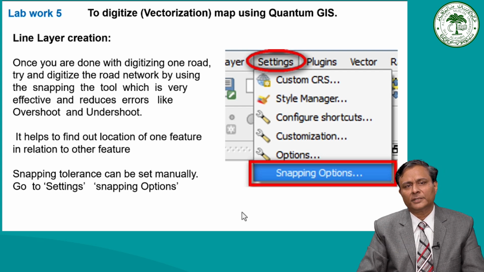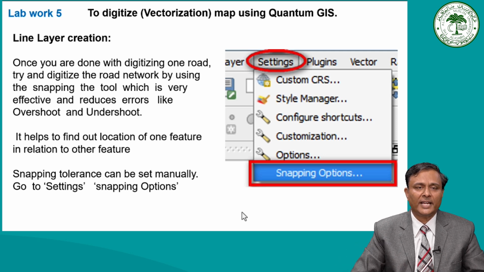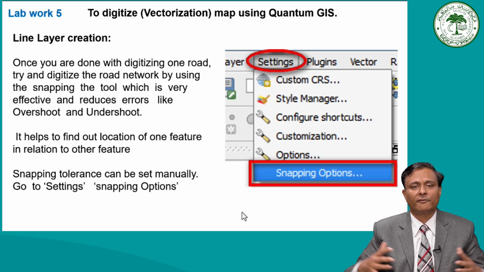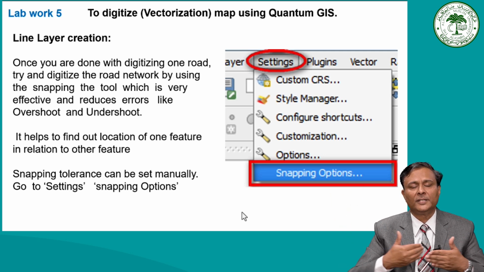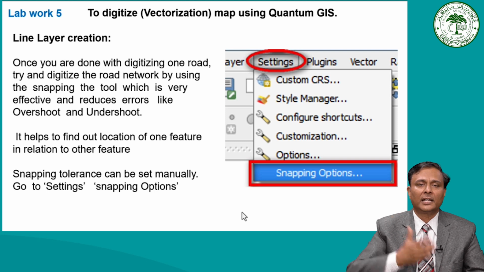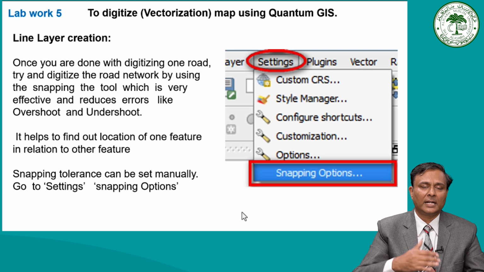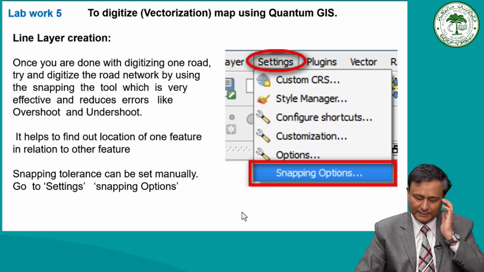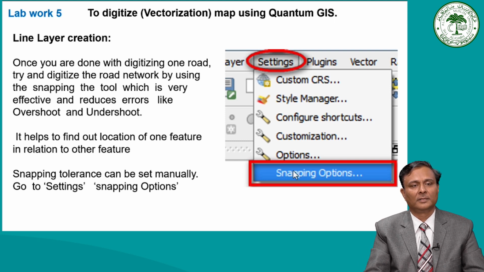there is one more important thing which I would like to highlight. This you need to do in the settings. You see, these settings matter when you are digitizing linear features which are very complex. Complex in the sense that there are many roads, and many of them are close to each other, intersecting each other, or overlaying each other. So in that case, you need to use the setting and snapping option.